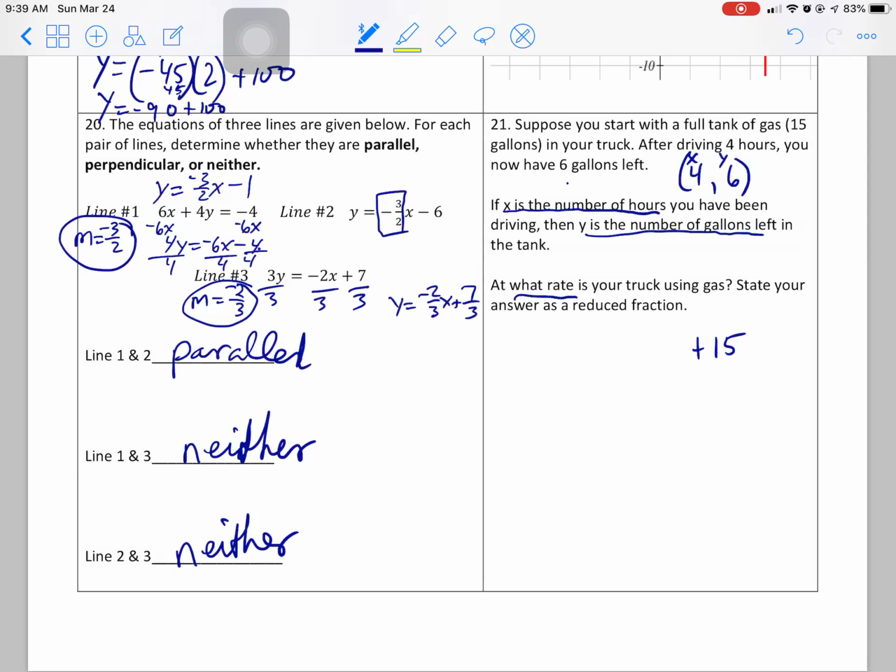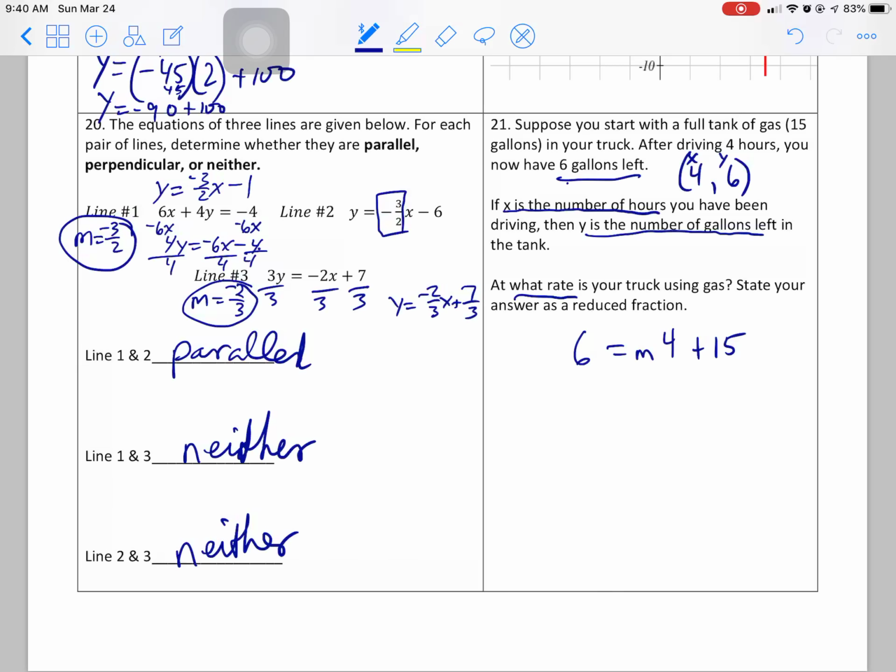So if I started with 15 gallons and I ended, whoa, this is tricky. I have 6 gallons left. And Y is the number of gallons left in the tank. I had 6 left. This is a critical thinking one. I don't know if we did anyone particularly like this. So then we had, where's the 4? The 4 was the X, because that's the number of hours. And then what I don't know is M.